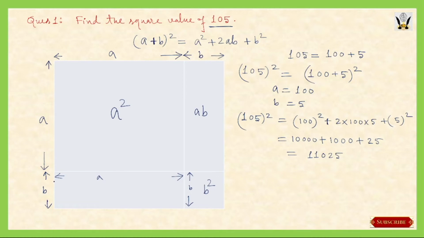And again, now if we focus on this rectangle, we can see here the length is A and this breadth is B. So what will be the area of this rectangle? This will be again AB.